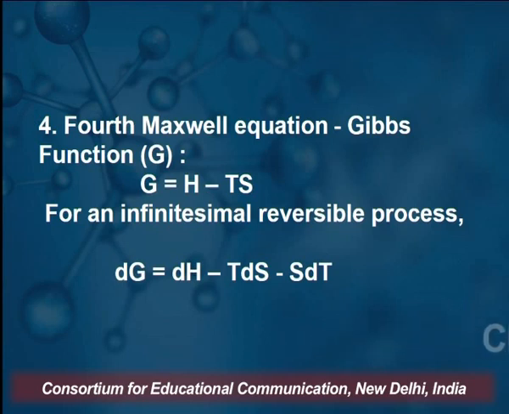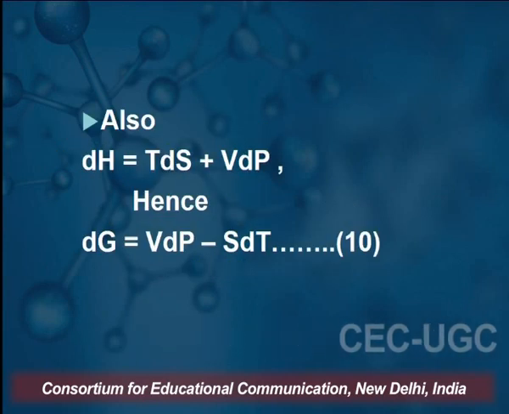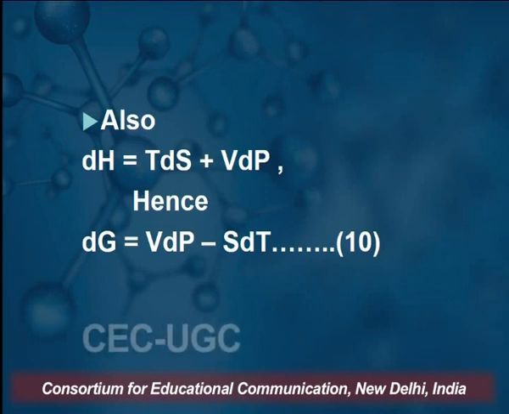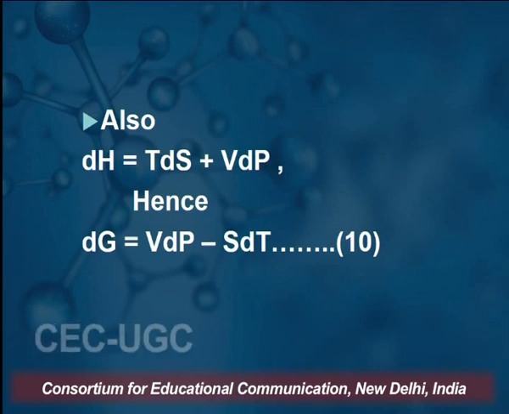By definition, G is equal to H minus TS. H is the enthalpy, T is the temperature, S is the entropy. For an infinitesimal reversible process, we have dG is equal to dH minus TdS minus SdT. Also, dH is equal to TdS plus VdP. Using this in the previous equation, we get dG is equal to VdP minus SdT.